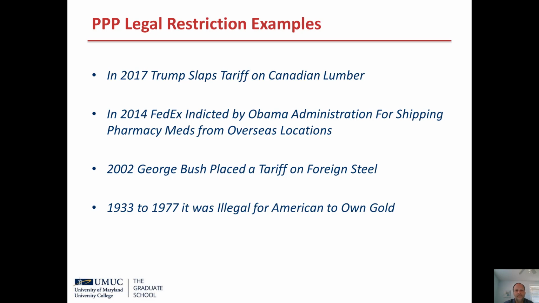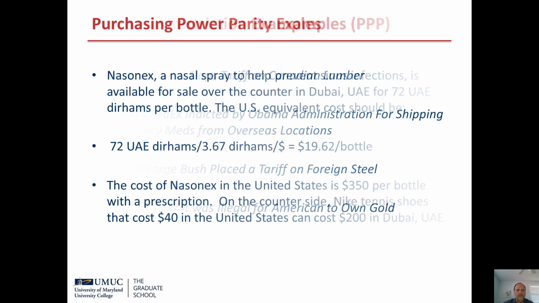Also, as noted earlier, from 1933 to 1977, it was illegal for Americans to own gold, which would affect the gold price in the US versus the world. The James Bond film Goldfinger briefly mentions this issue.